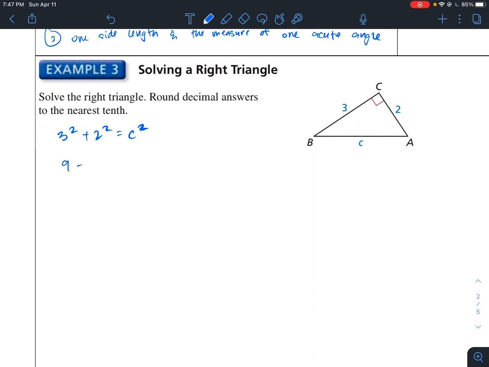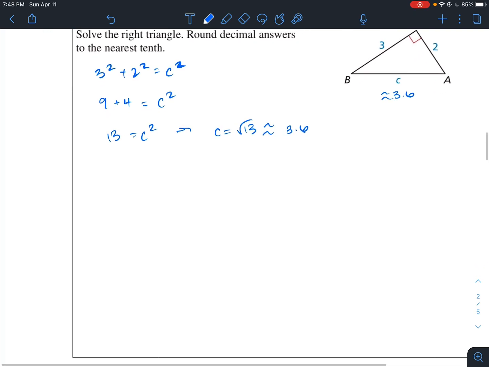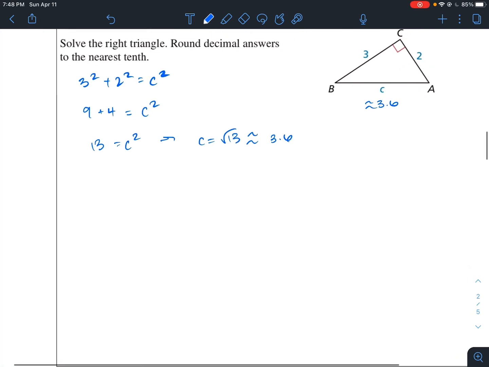So this would be 9 plus 4 is equal to C squared, which is 13 equal to C squared. Take the square root of both sides, so I know C would be equal to the square root of 13, which is approximately 3.6. So we'll just round this off to 3.6, approximately. Okay, so now we have to find measure of angle B or A. And I don't think it really matters. Okay? The only thing that matters is how you set it up.